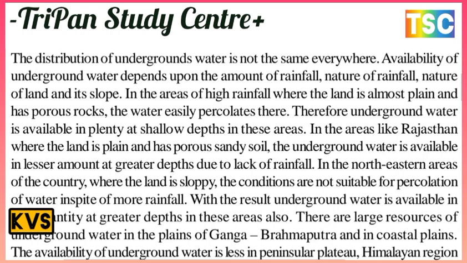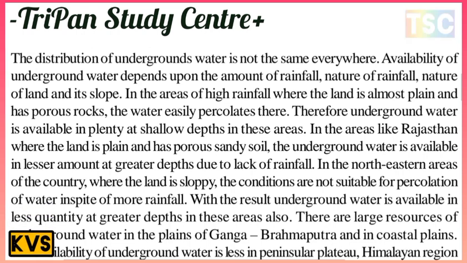The distribution of underground water is not the same everywhere. The availability of underground water depends upon the amount of rainfall, nature of rainfall, nature of land, and its slope. In the area of high rainfall, where the land is almost plain and has porous rocks, the water easily percolates there. Therefore, underground water is available in plenty at a shallow depth in this area.